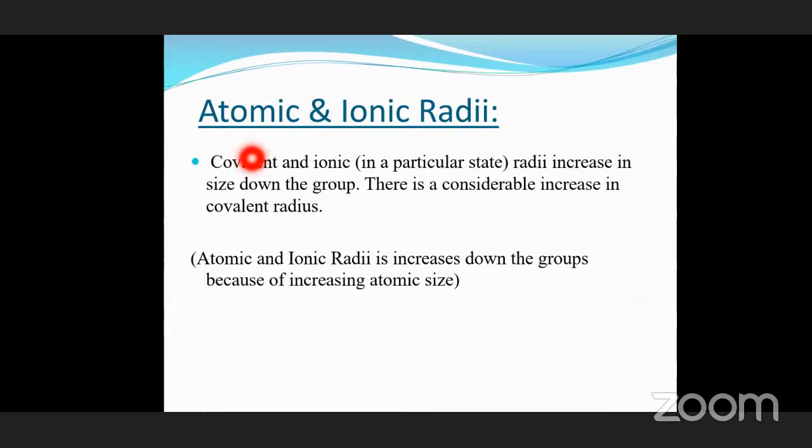Okay. Here, covalent and ionic radii increase in size down the groups. That means always covalent radii as well as ionic radii increase in the groups. Why? Because in groups always atomic size increases down the groups. By increasing atomic number, the atomic size increases and also the ionic or covalent radii increase down the groups. Okay.